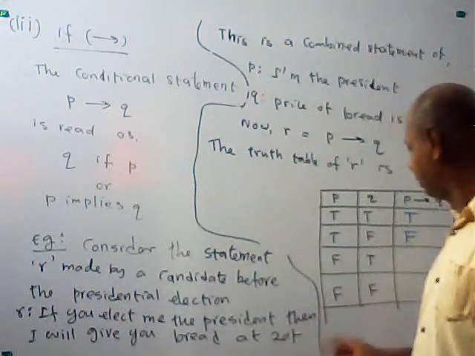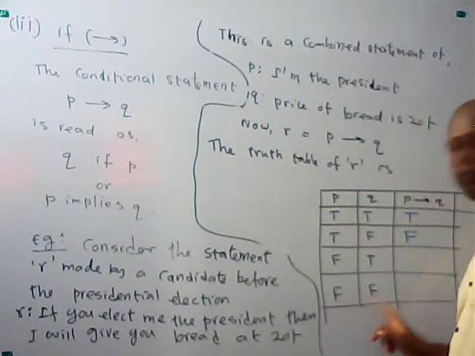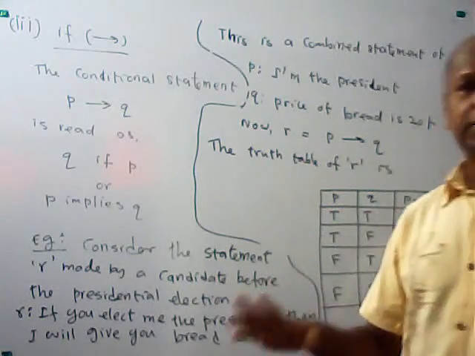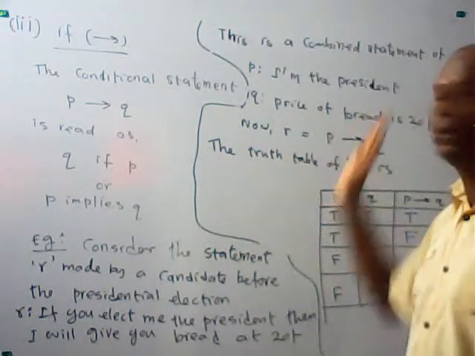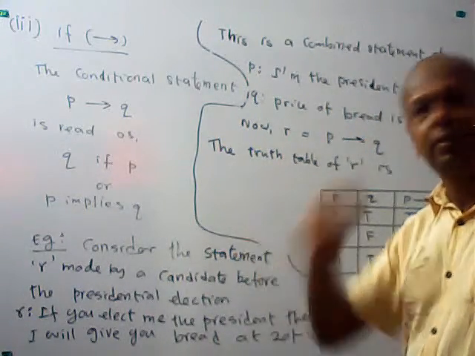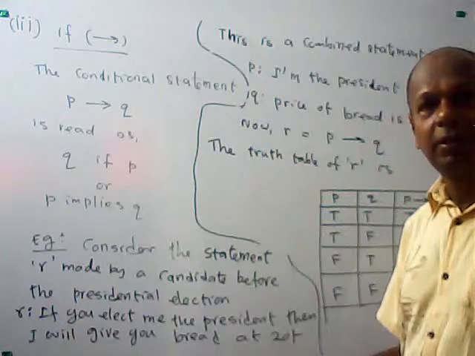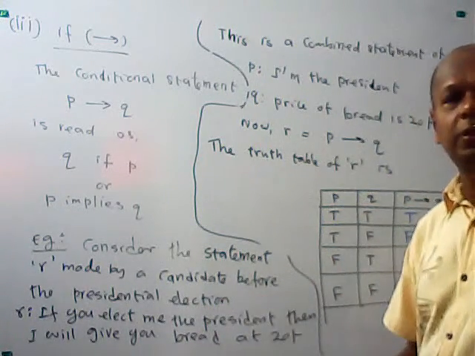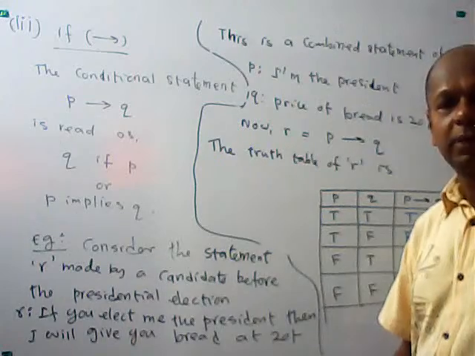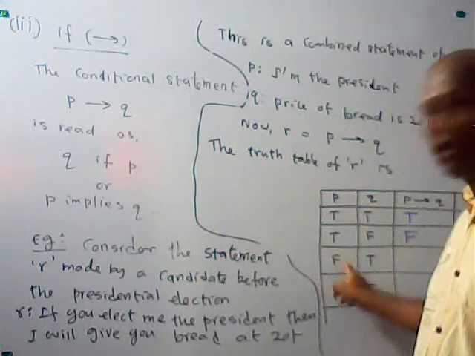And the other case is P is false, Q is also false. So I lost the election. Now somebody else is the president, and the price of bread is not 20. It is at some 60 rupees. In these two, is my statement true or false? For the last two, what is your answer?